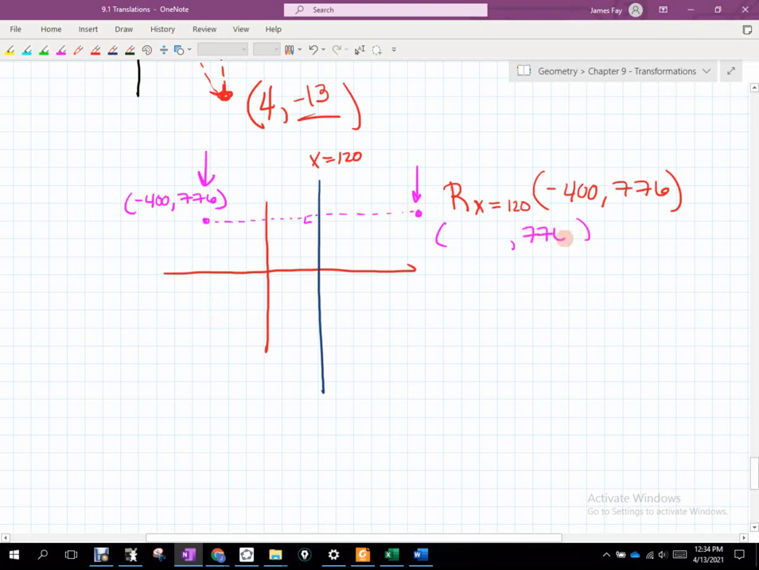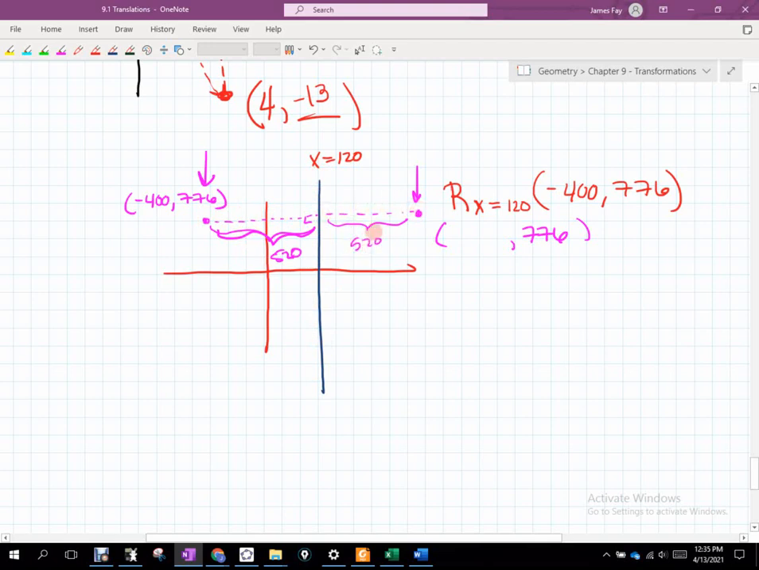Okay. 776. Now, how far is that distance right there? It's 520. Good. Because from the red line, which was the y-axis, to here is 400, and this is an extra 120, right? So that's 520. So then how far is that? Remember the axis of reflection, the axis of symmetry, it's 520 to go to that point, so it has to be 520 to go to that point.